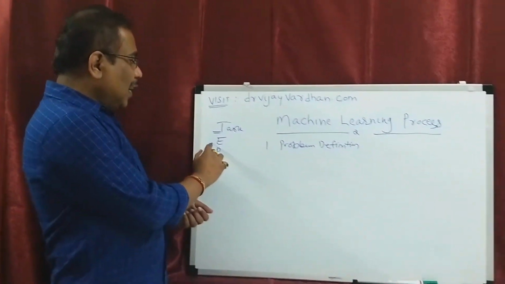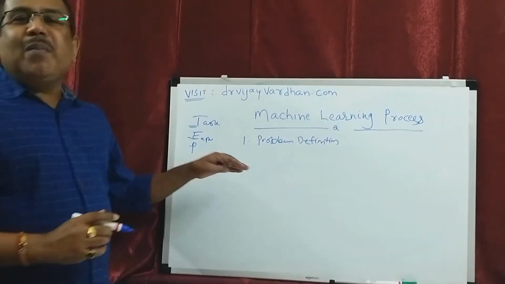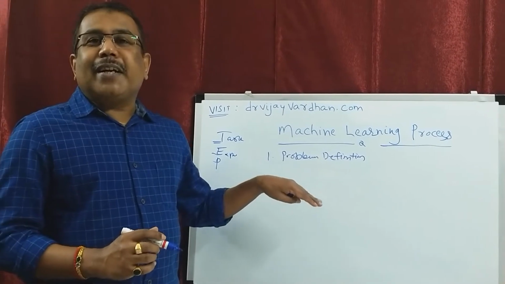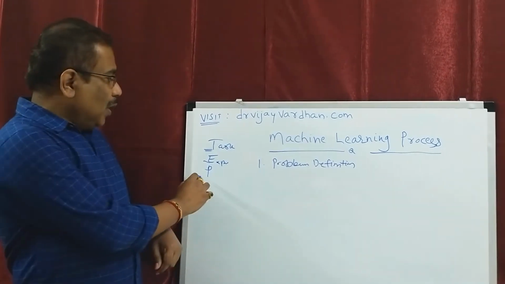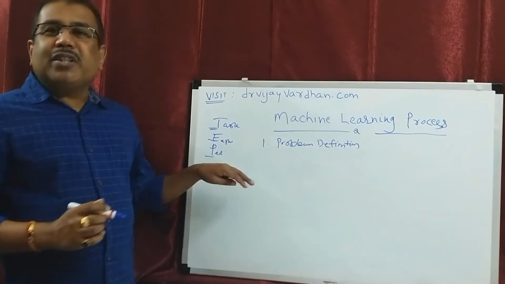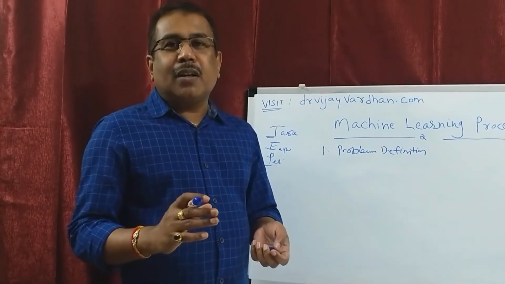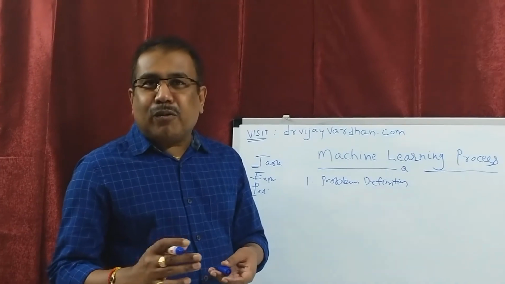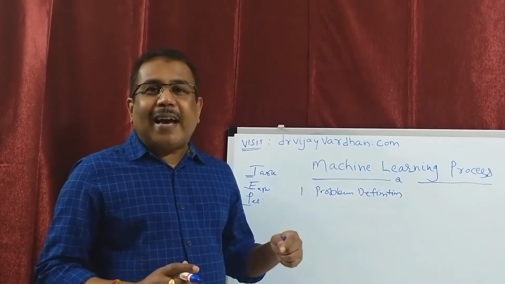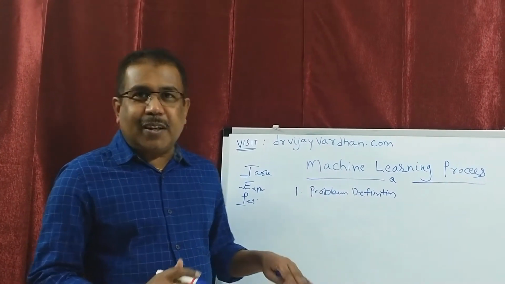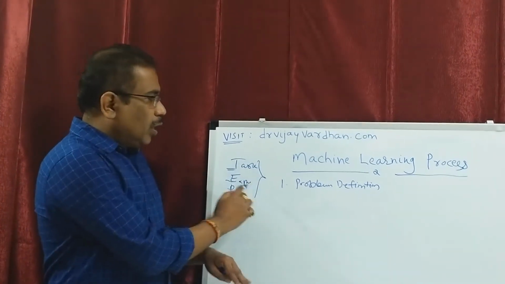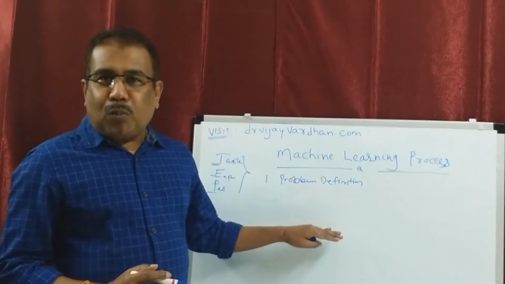The second one, E, is the experience: images with the label contains human or not. And then P is the performance, which is the error rate. Out of all classified images, what is the percentage of wrong predictions? A lower error rate leads to higher accuracy. By grouping these 3, you can define a problem.